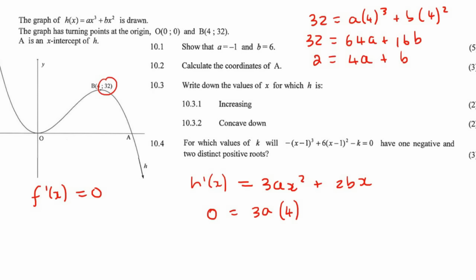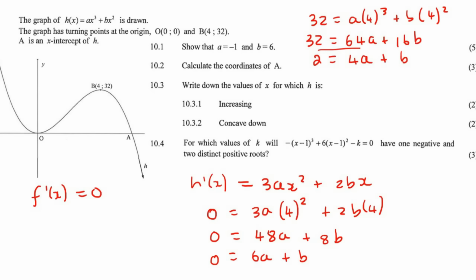Some students would put a 32, but we can't put a 32 here because this 32 is a y value. This isn't a y value. This is your first derivative. It stands for the gradient. Okay, and then we've got 16 times 3 is 48a plus 8b. We can divide everything by 8, and so we're going to end up with 0 is equal to 6a plus b. And so here we've got two beautiful equations that we could now solve simultaneously. Now, there are multiple ways to solve simultaneously, so you might not do it the way that I do it, okay?